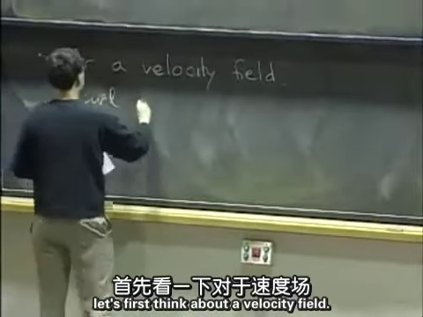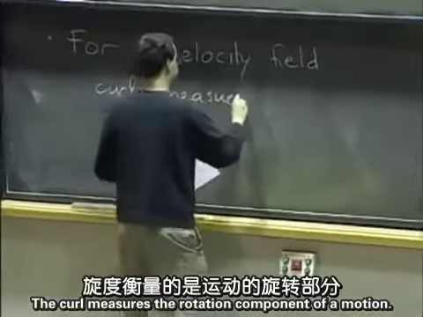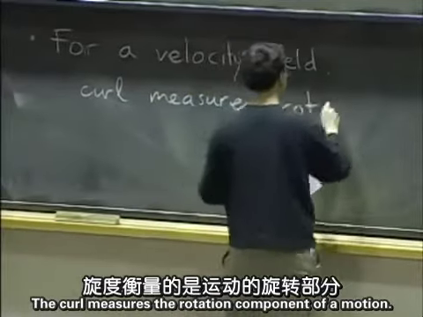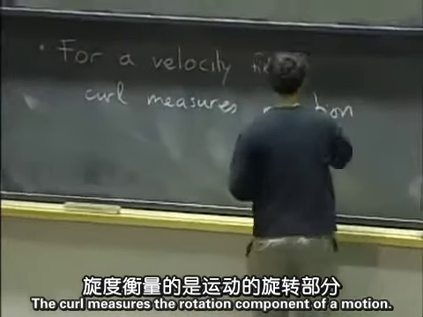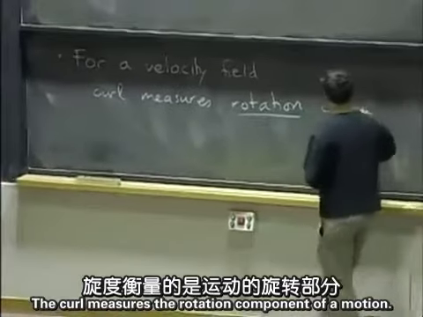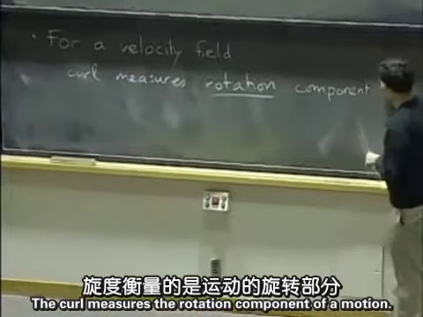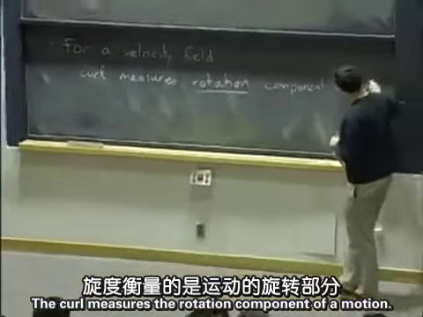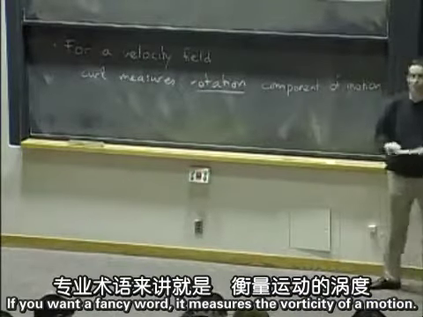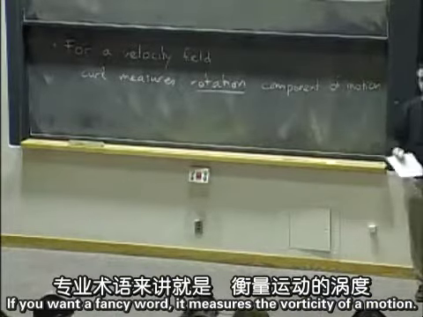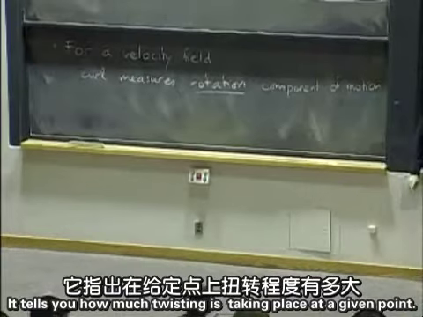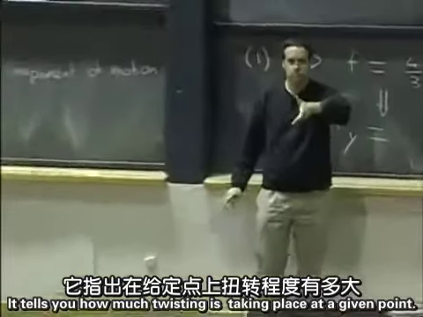The curl, I claim, measures the rotation component of a motion. If you want a fancy word, that measures the vorticity of a motion. It tells you how much twisting is taking place at a given point.